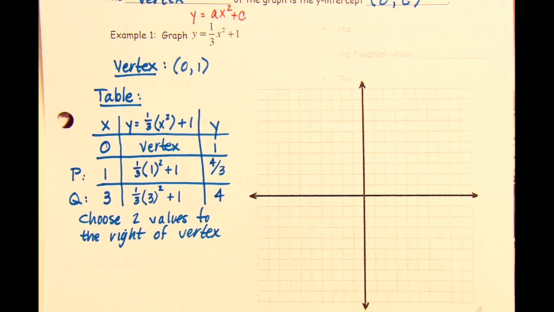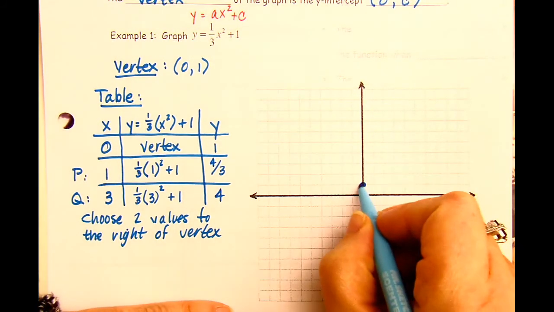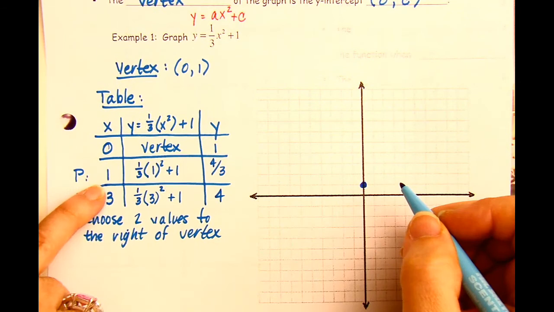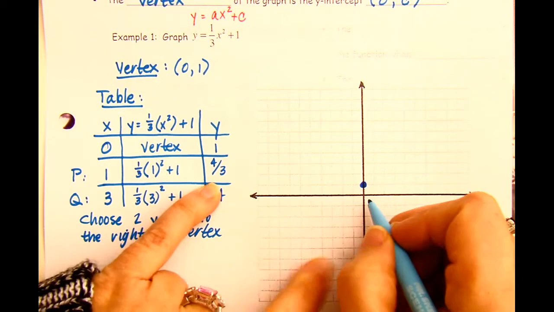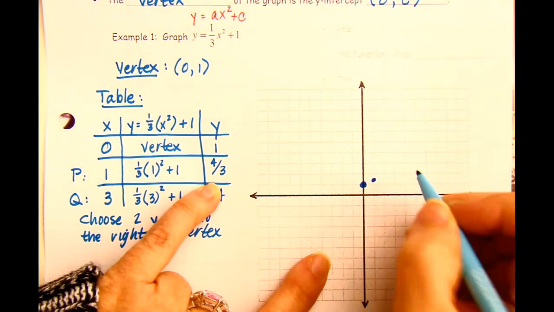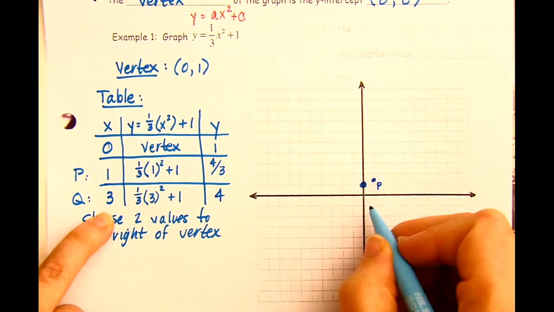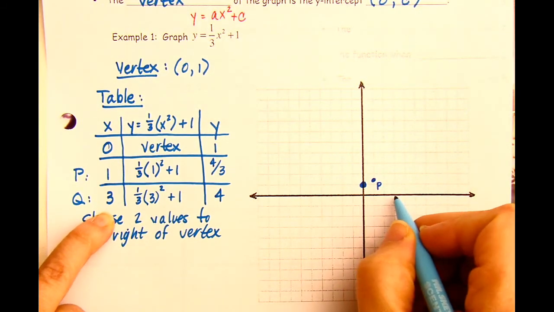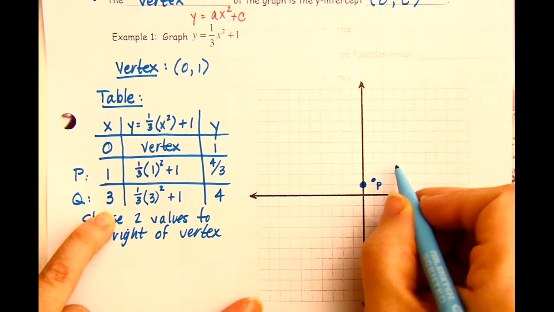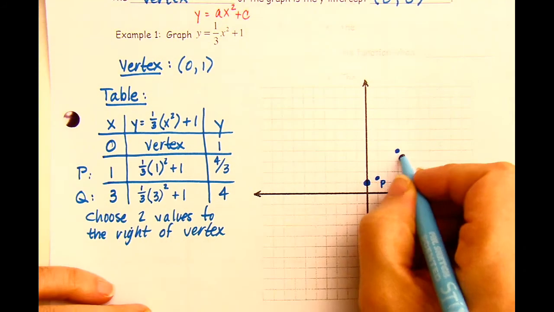All right, so why don't we go ahead and do that? The vertex is x is 0, y is 1. Point P is x is 1, y is 1 1/3. That's point P. X is 3, 1, 2, 3. Y is 4, 1, 2, 3, 4. That's point Q.